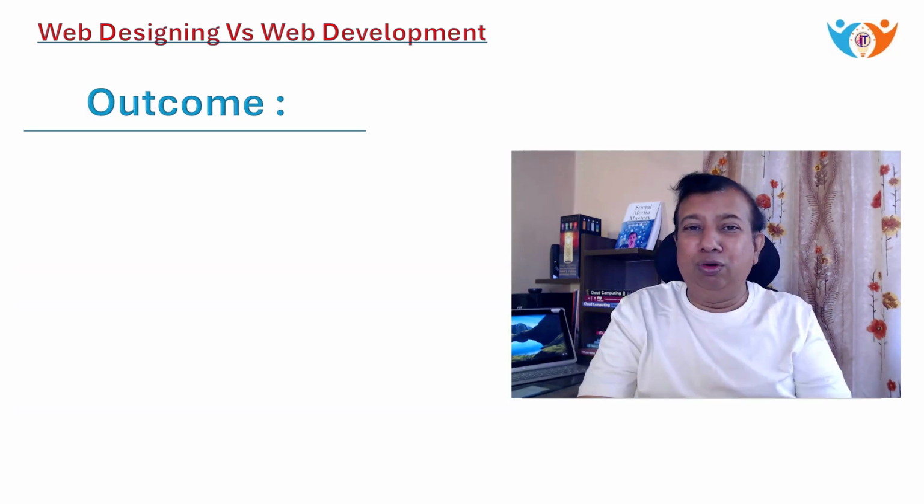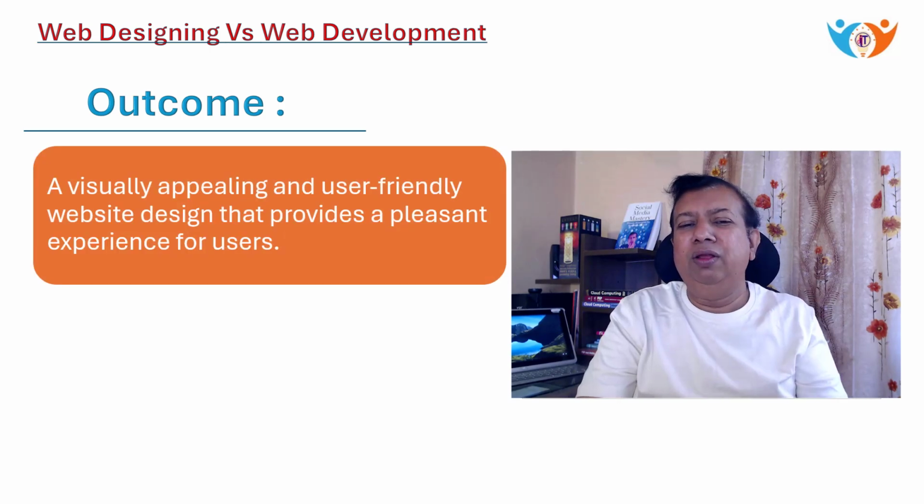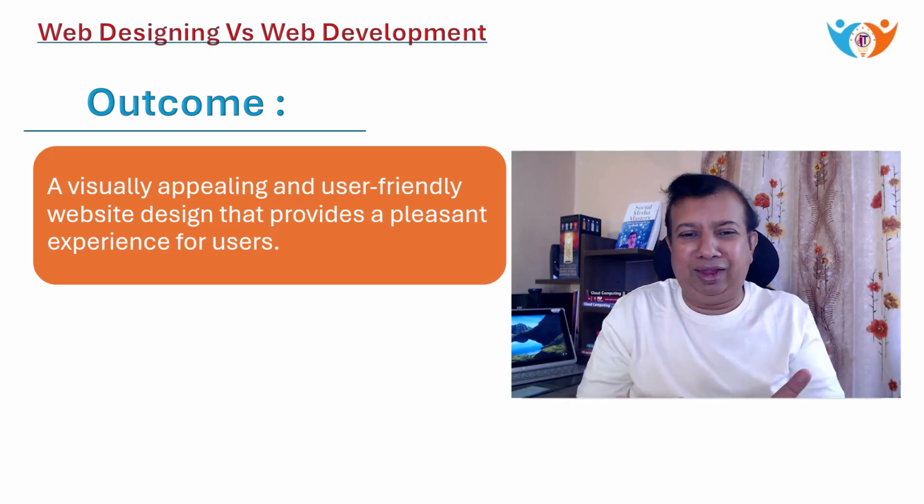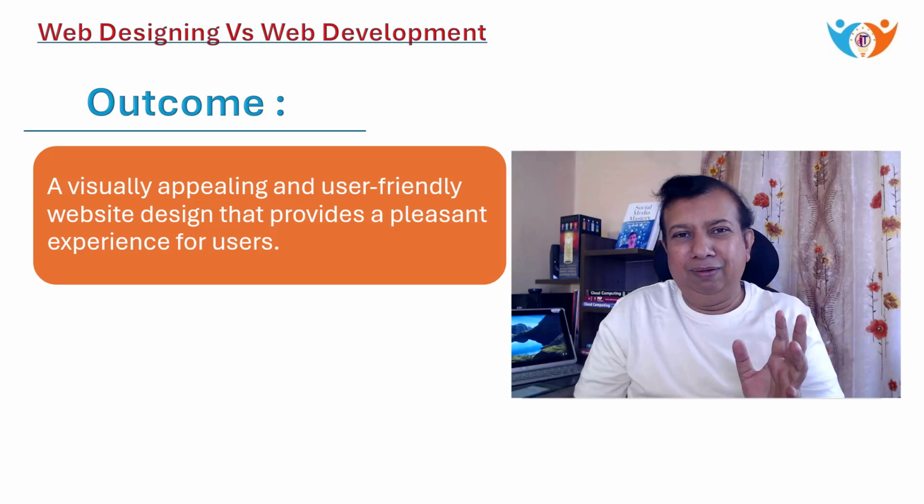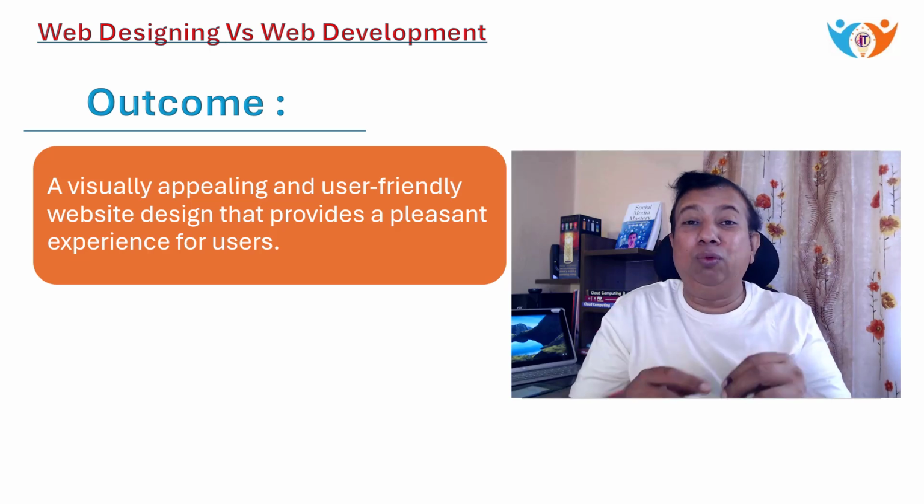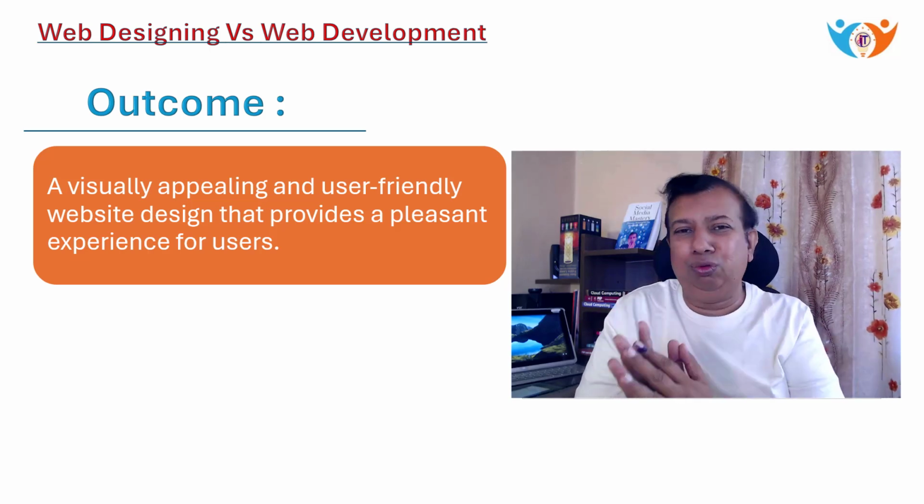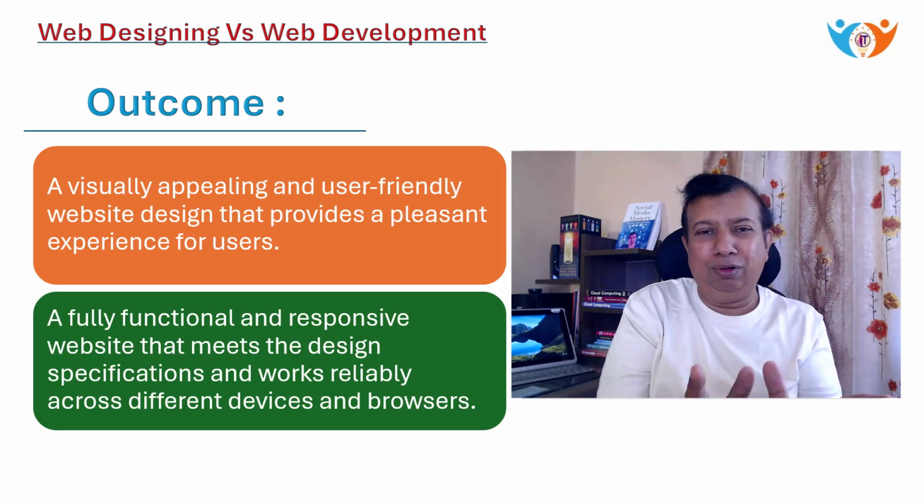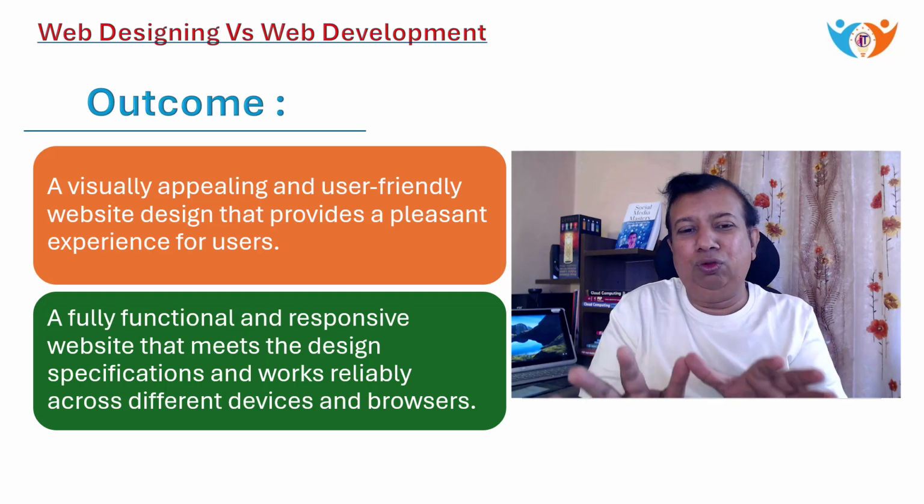The final thing that we are going to discuss is outcome. So what is the outcome of a web designer? A good, visually appealing, user friendly website design is the final product of a web designer. It must provide a pleasant experience to the user. And what is the final outcome of a developer? A fully functional and responsive website.